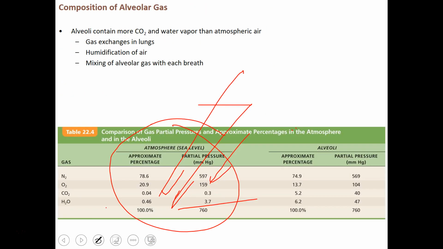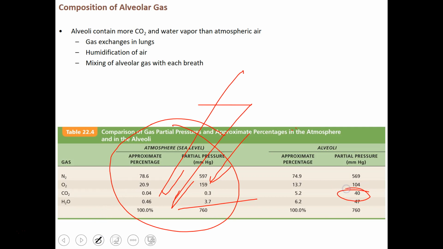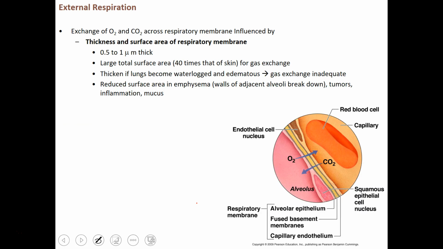You can see that as the pressure of CO2 increases, pressure of oxygen decreases because it still has to be the same pressure, 760 millimeters of mercury. So if one pressure in the mixture goes up, other pressure has to go down.